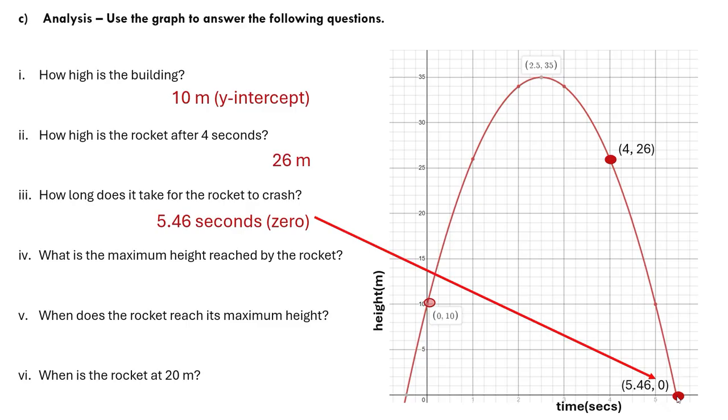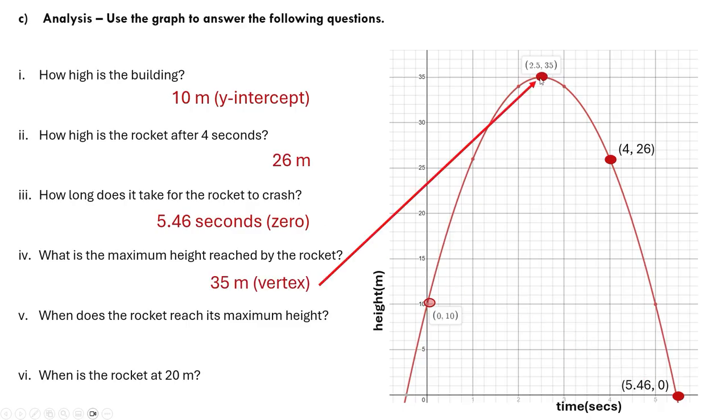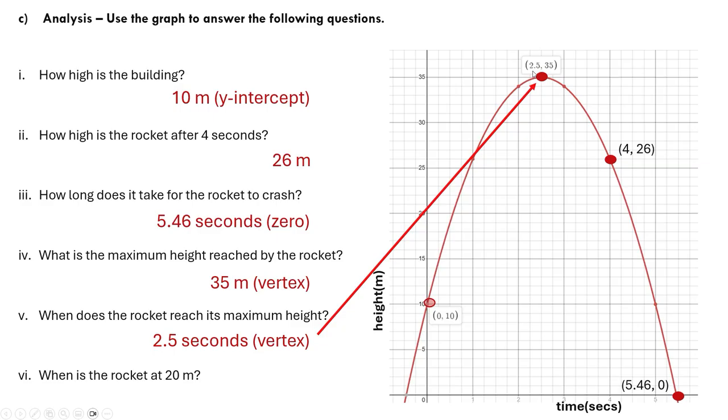What is the maximum height reached by the rocket? Let's go up to our vertex here and see the highest point. And we can see that 35 meters is the y value. And when does the rocket reach its maximum height? Well, this x value right here tells us what our time is. So it's hitting the 35-meter mark, the maximum height, at about 2.5 seconds.